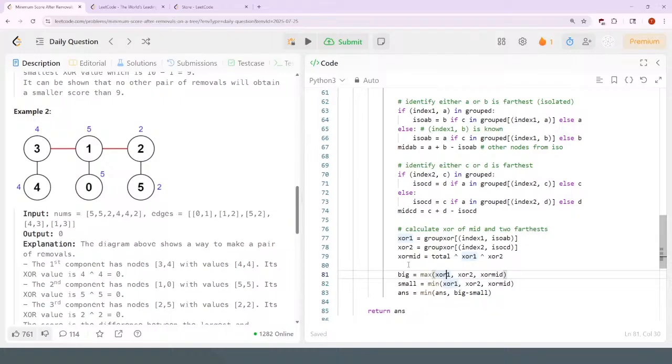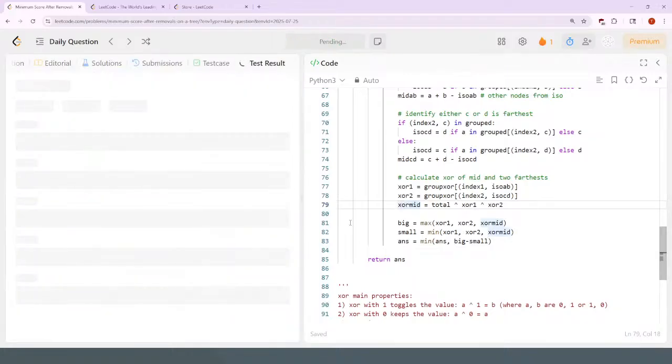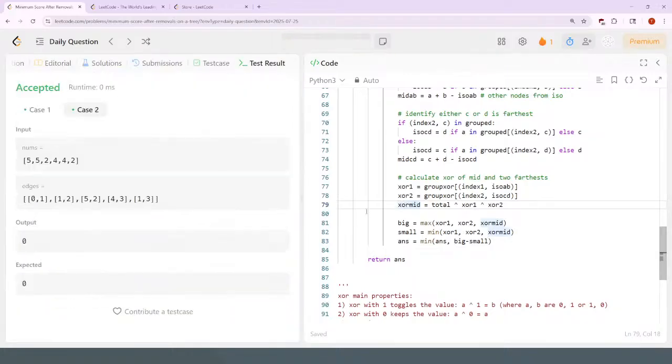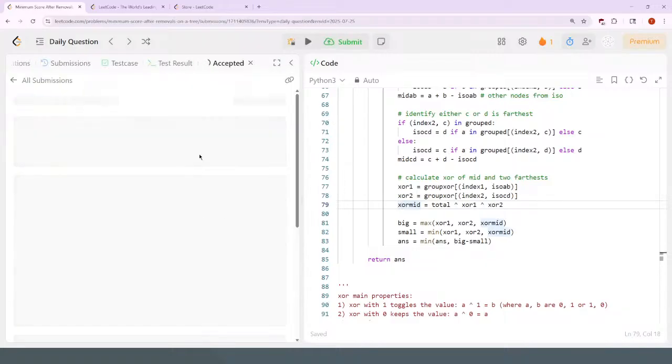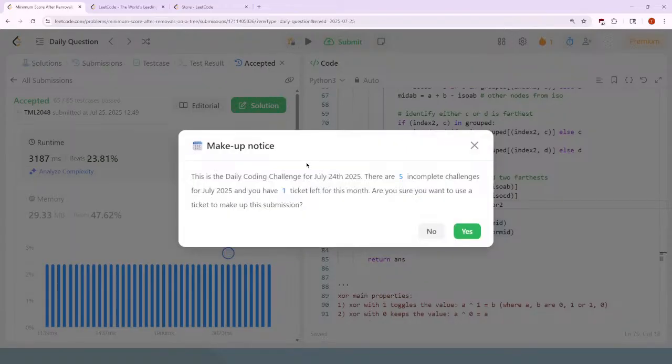And then find the biggest of the XORs, find the smallest of the XORs, find the answer as the minimum of the previous answer and the big minus small. So again, this ends up working, but not necessarily optimal. I didn't really come up with whatever the optimal solution would be, but it works. And yes, I will take this ticket.